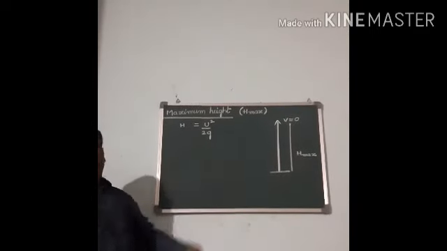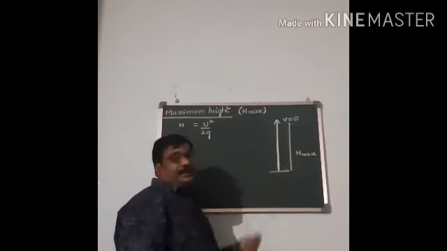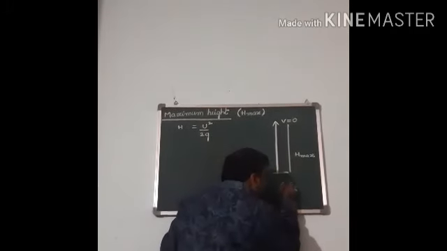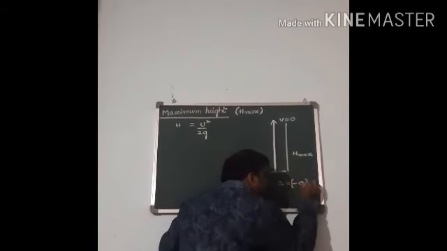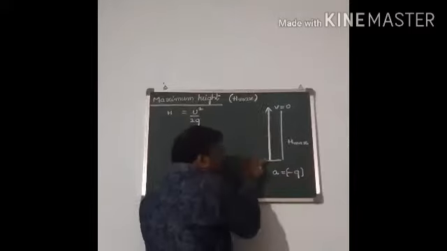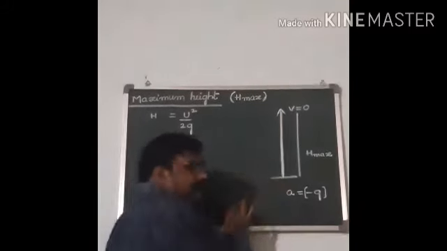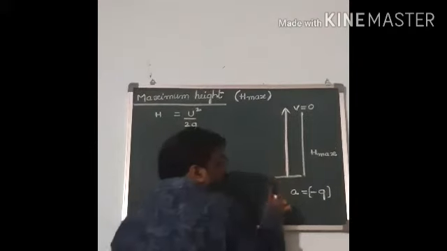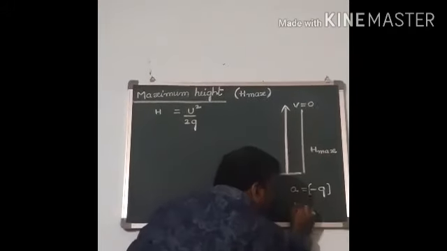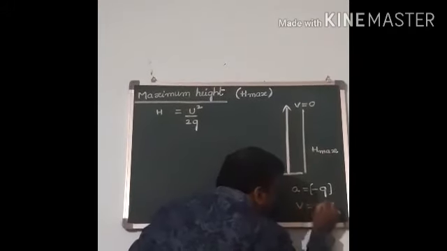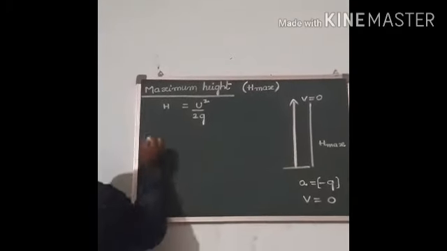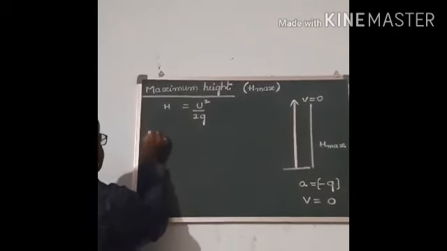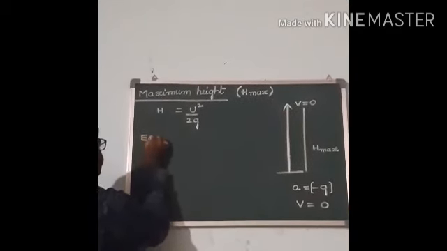As I already explained, a is minus g, negative g. Why? Because the object is moving upwards and earth's gravity is downwards, both opposite. And the definition gives v equal to 0. Take equation of motion number 3.